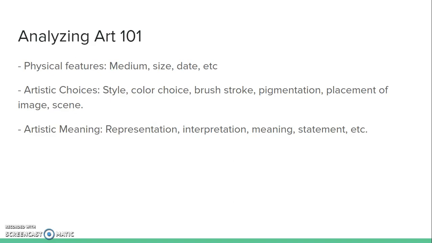So you want to think about also how do you interpret a piece of art? Like what does that art mean to you? How do you view it and how do you understand it? Okay? And that's the meaning part. So follow these 3 steps. That's basic art analysis 101.